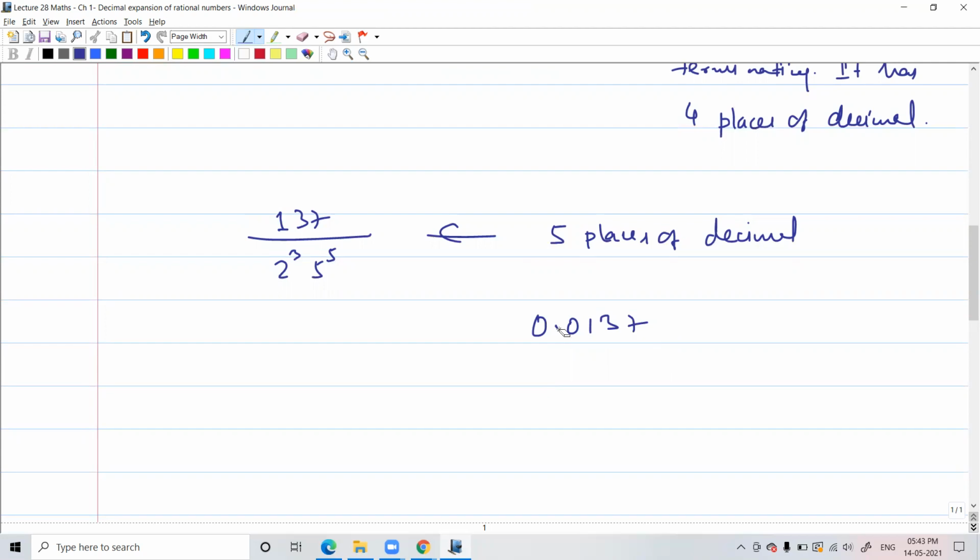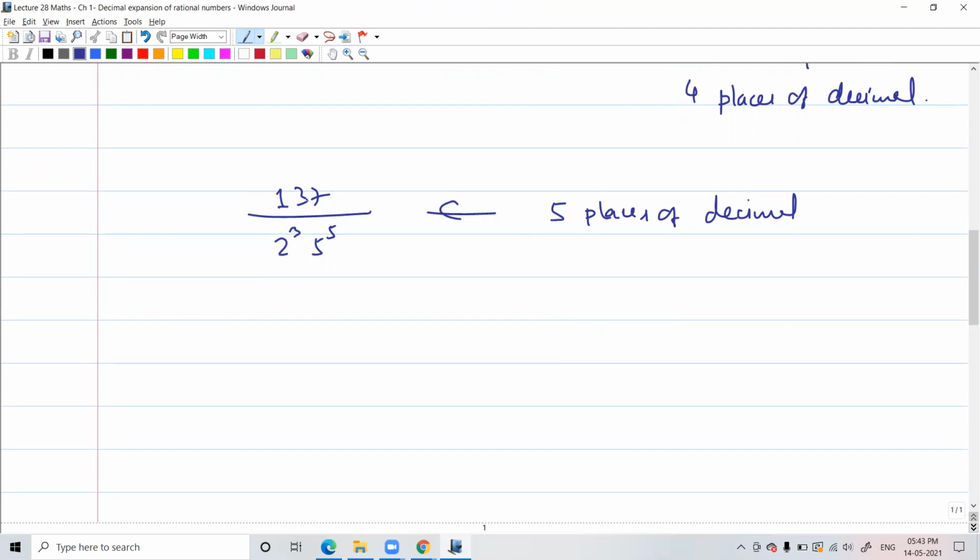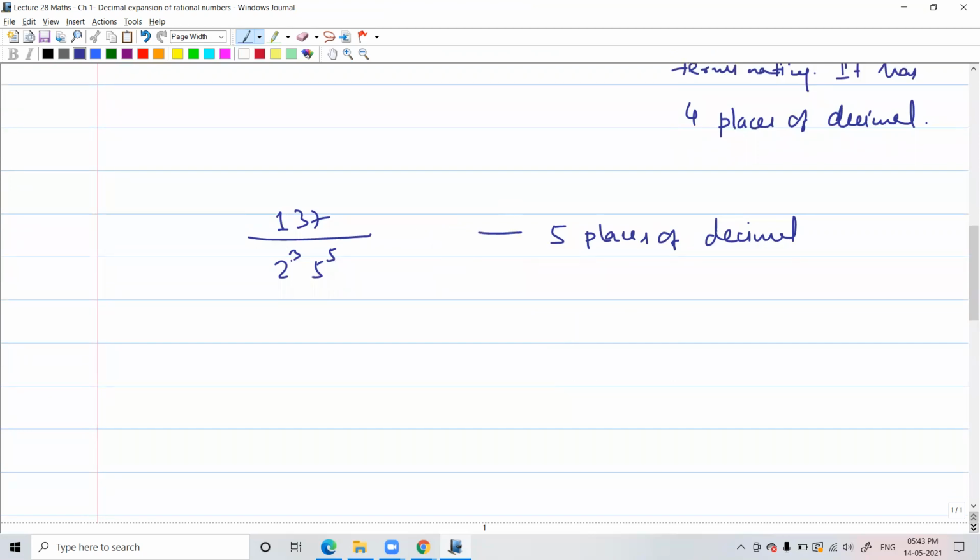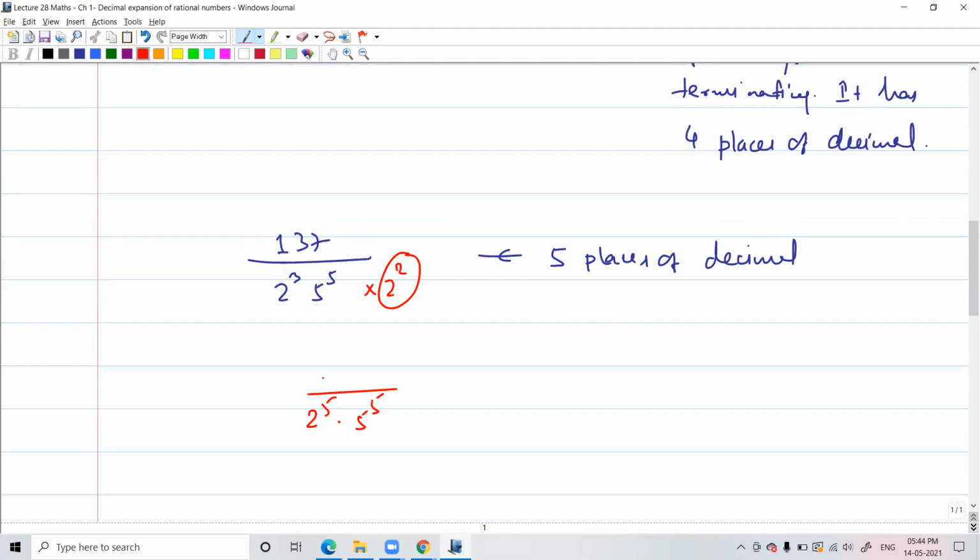Yes, sir. Okay, but I have taught you how to convert this to decimal, no? What do we have to multiply here? See, 5 to the power 5 is there, 2 to the power 3 is there. So 3 is lesser than 5. So of course, to make both of them equal, you have to multiply with 2 square. So this 2 square into 2 to the power 3 will become 2 to the power 5 into 5 to the power 5. This is 0.00001.